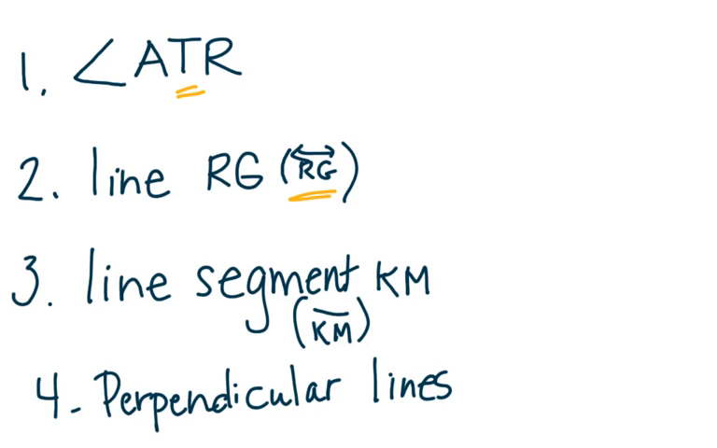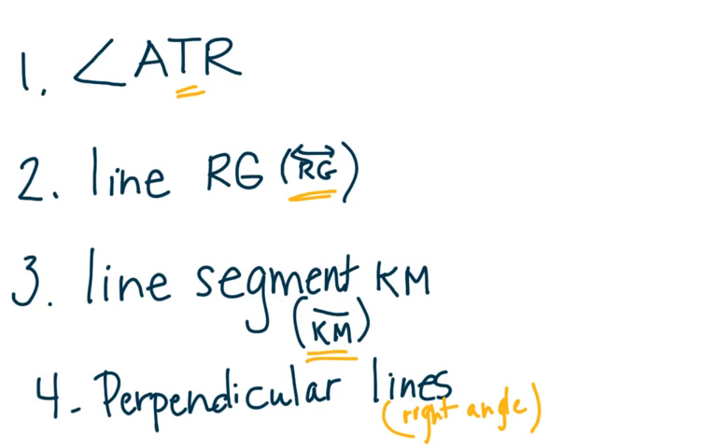Number 3, draw a line segment KM. A bit of a clue. And number 4, draw a pair of perpendicular lines. I'll give you a little clue. It has to do with a right angle. Would you please number 1 to 4 and go ahead and draw each one of those 4 things. Pause your video while you do the drawings.